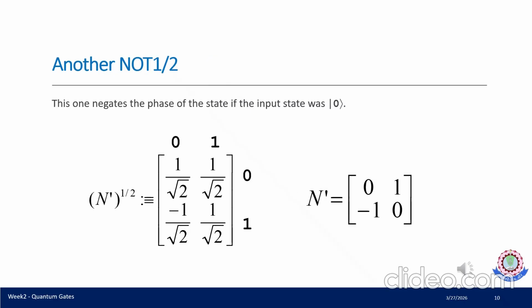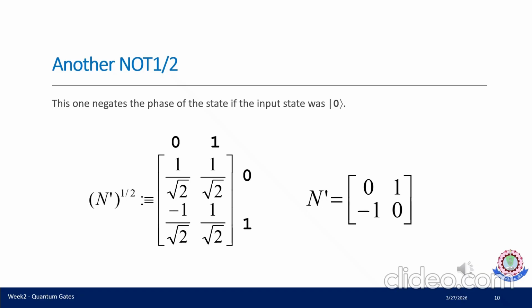So another NOT 1 by 2. This negates the phase of the state if the input state was ket 0. So this gate is going to throw the additional phase effects. The matrix representation of this gate is given in its square root form. So applying this twice, we are going to get the NOT matrix information.